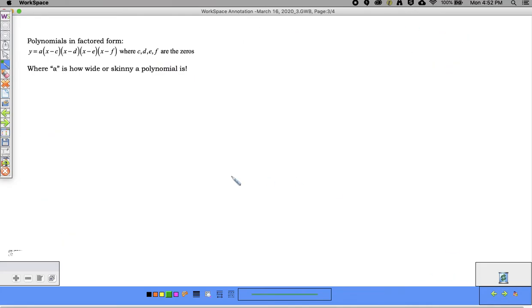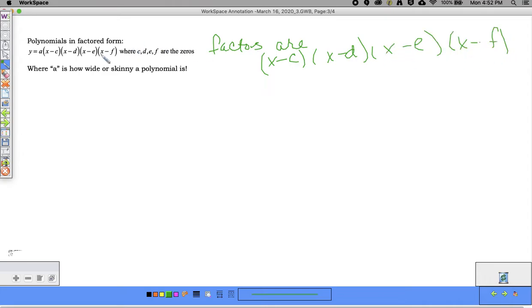Which brings me to this. Polynomials can be put in factored form, where you have y equals a times (x minus c)(x minus d)(x minus e)(x minus f), where c, d, e, and f are considered the zeros. I want to put this off to the side, and we say that the factors are x minus c, x minus d, x minus e, and x minus f. So the zeros are the actual c, d, e, and f, but the factors are x minus c, x minus d, x minus e, x minus f. And note that the a is how wide or skinny the polynomial is.